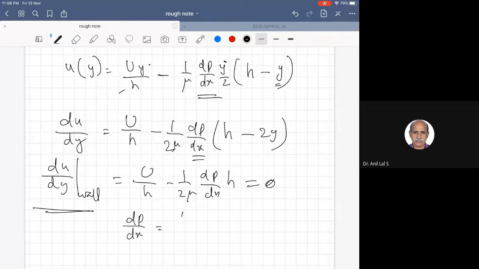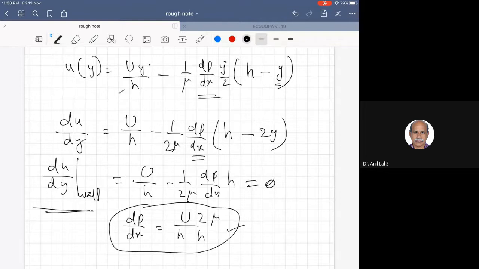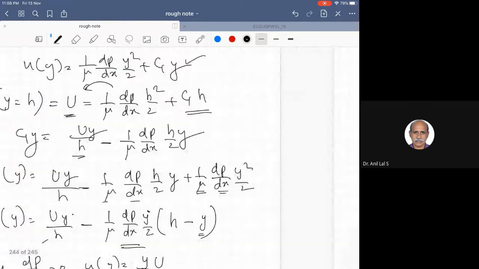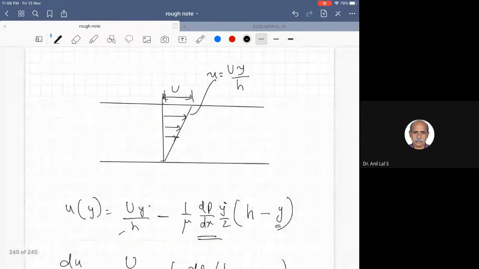So dp by dx is equal to 2 mu u by h squared. If you take dp by dx equal to this kind of value, then du by dy on the wall will be equal to 0. Velocity gradient on the wall will become equal to 0. That means we will have a profile something like this.